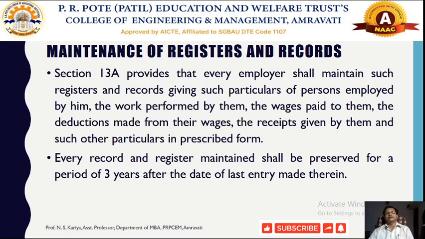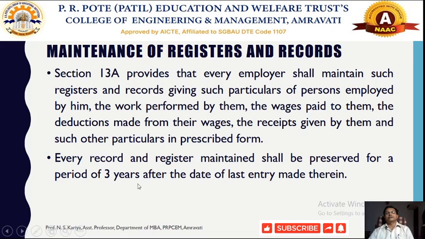and that has been mentioned according to section 13A of the industrial establishments, as well as factories, according to the Payment of Wages Act 1936. And every record and register shall have to be maintained by the respective employer for a minimum of 3 years.